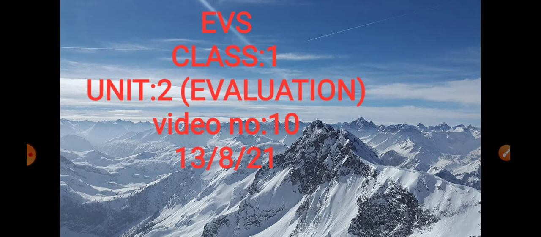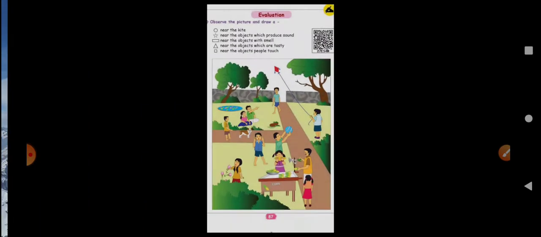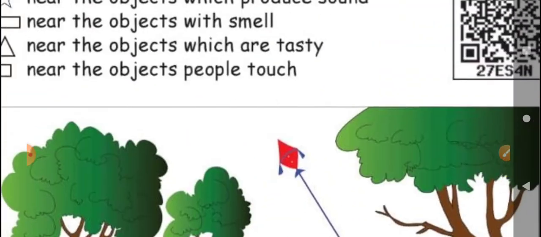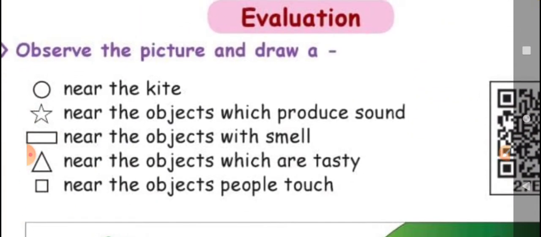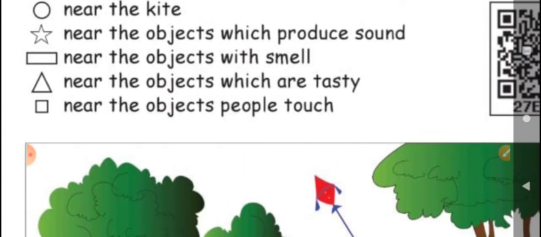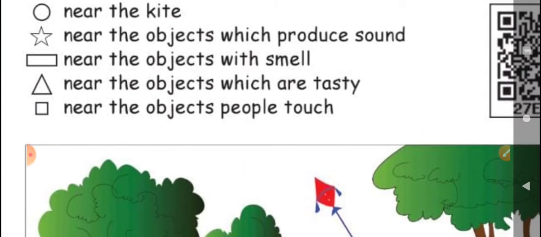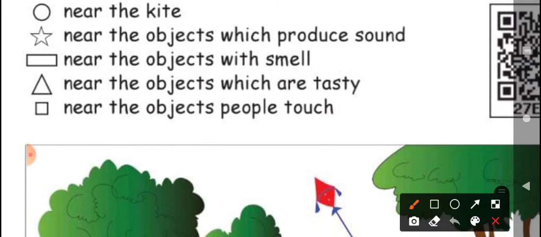Today we are going to see unit number 2 evaluation. Our unit number 2 is getting over by this video. Okay, kids? So we are going to see the evaluation part which is given in our book with some more exercises. Okay? So see here in your book they have given this evaluation. You have to observe the picture given below and then you have to draw the shapes they have given. They'll give some instruction, read that and then you have to put the corresponding shapes near that objects. Okay, ma'am. So they have given you circle, star, rectangle, triangle and then square over here.